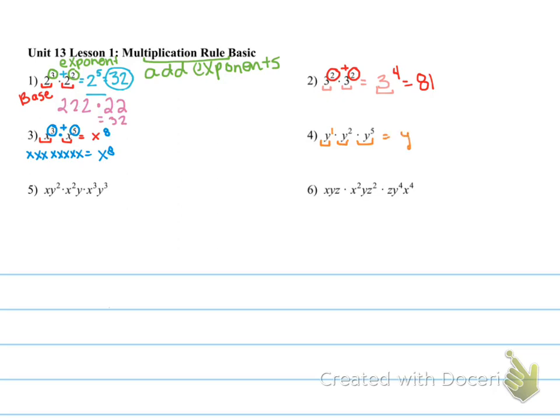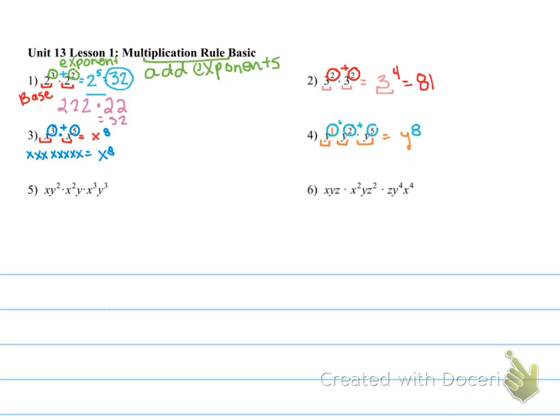So once you have that base, now let's take a look at those exponents. My exponents here, I've got a 1, I've got a 2, and I've got a 5. And we can add those together. So 1 plus 2 gives me 3, and 3 plus 5 gives me 8. So my final answer here is y to the 8th.